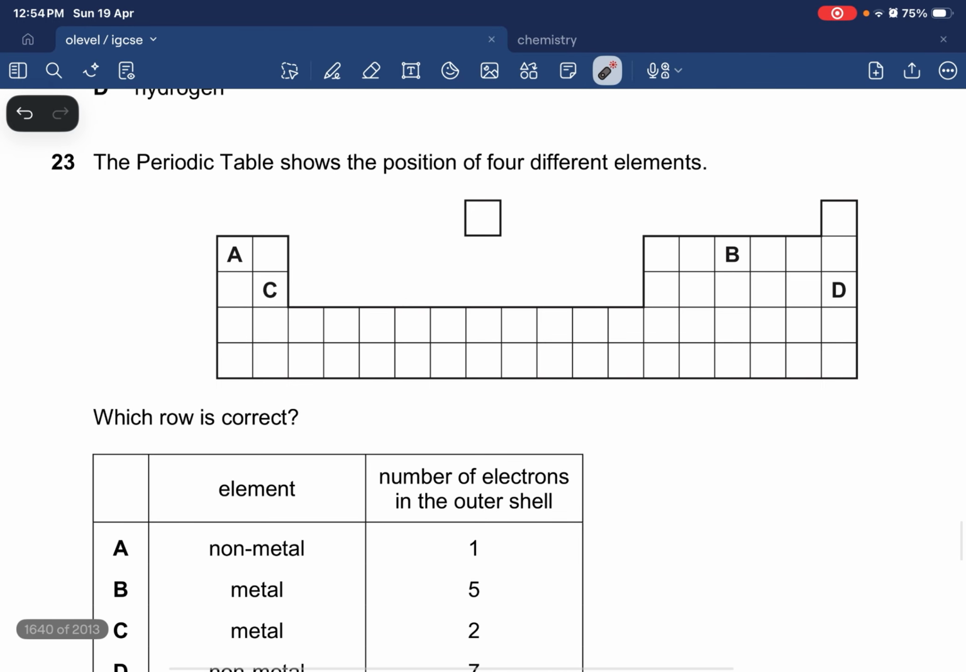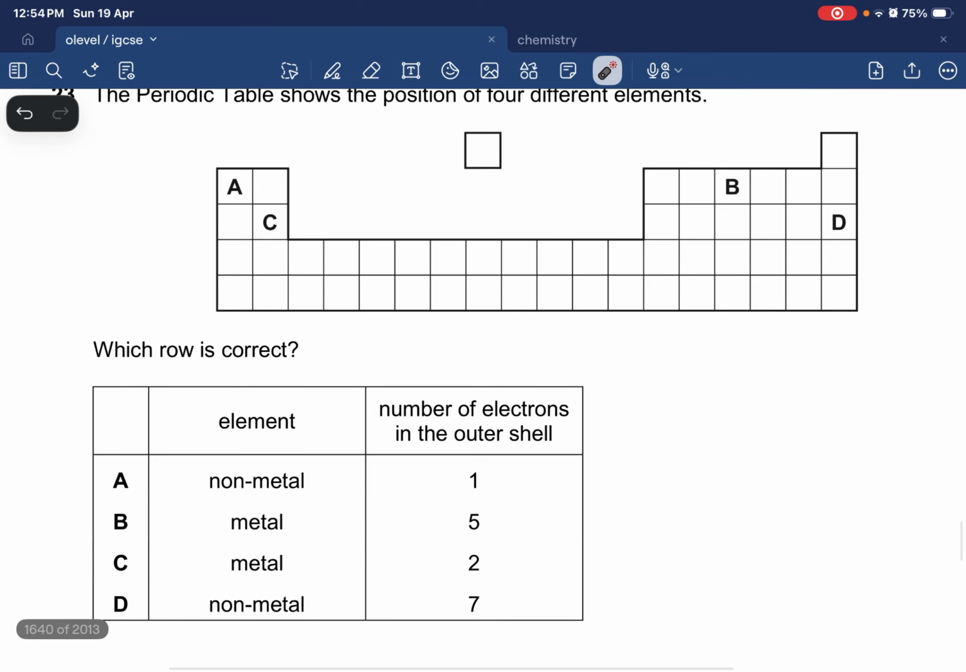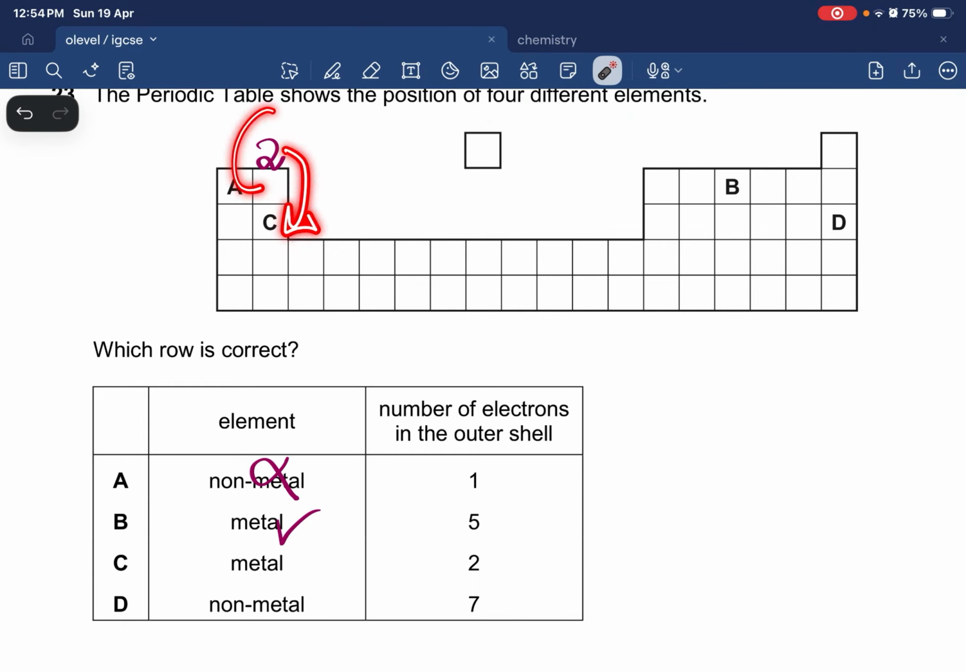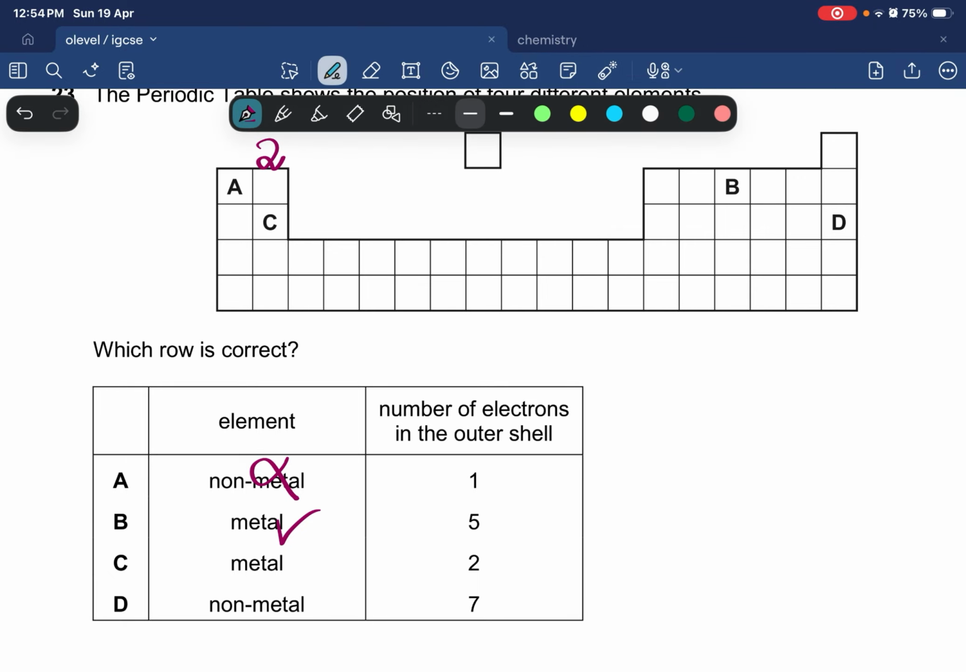Okay. The table shows the position of 4 different elements. Which was correct? Element A is a non-metal. No, it's a metal, right? This is group 1, this is group 2. Why would group 1 be non-metals? So incorrect. Metal, yeah, B is a metal. Number of electrons in the outer shell. It's in group 2. Group 2 means 2 electrons in the last shell. The group number tells the electrons in the last shell.